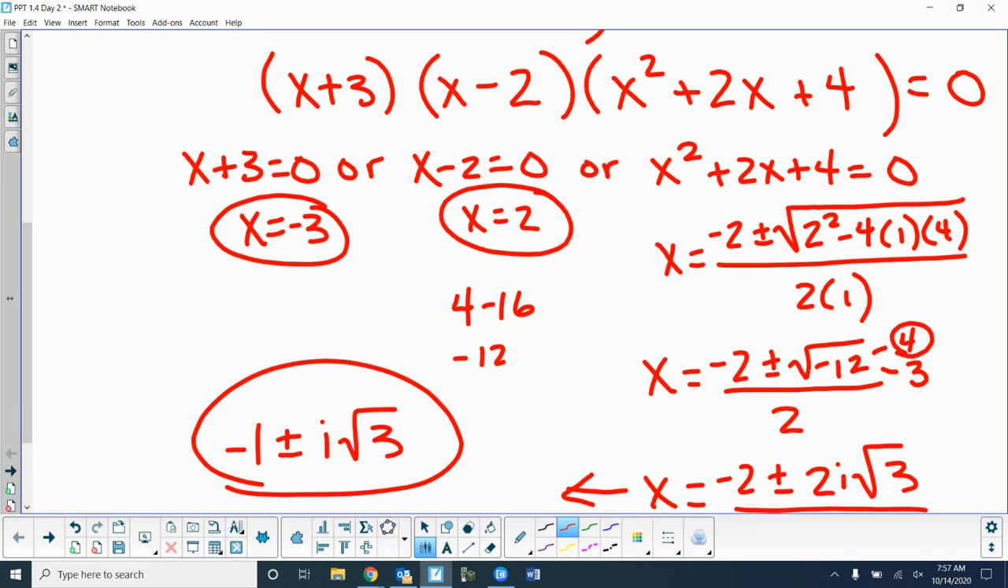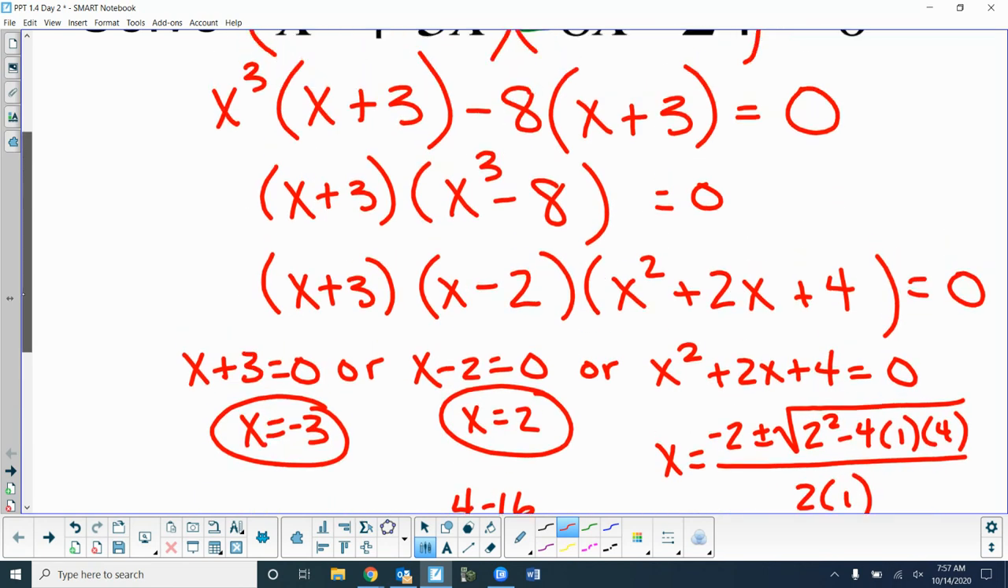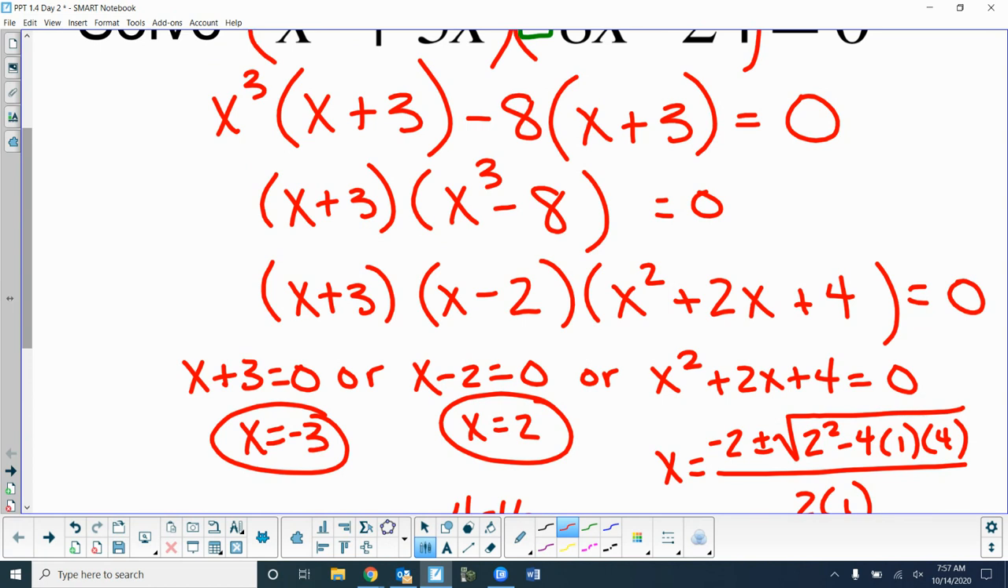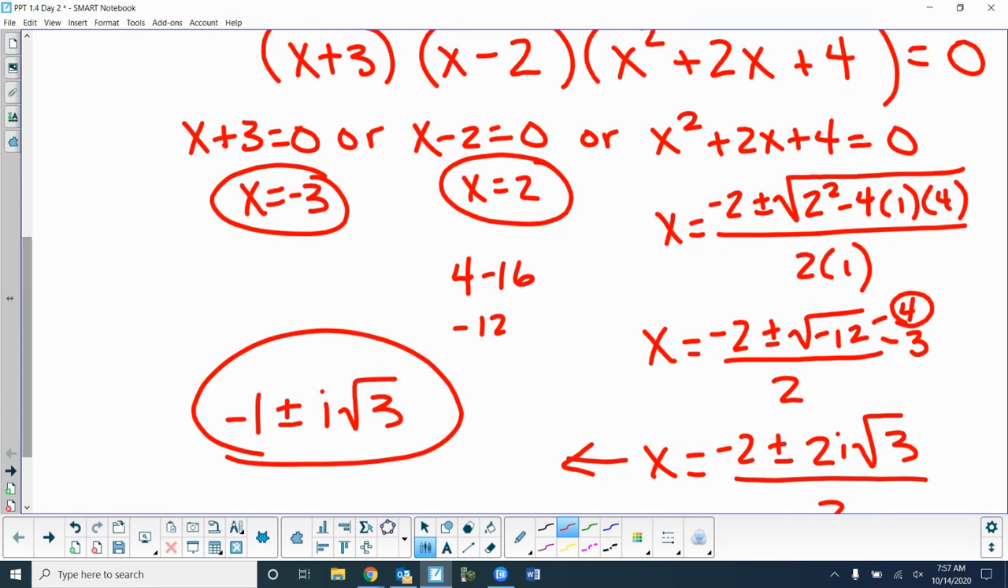Number 7 was 0, -5, and 8. 0 worked a couple times. Number 9, 0, +4 and -4. 0 worked a couple times. And then number 11 was this problem right here, actually. So it's 2, and then the -1 plus i radical 3, and the -1 minus i radical 3 were the 3 answers for those.